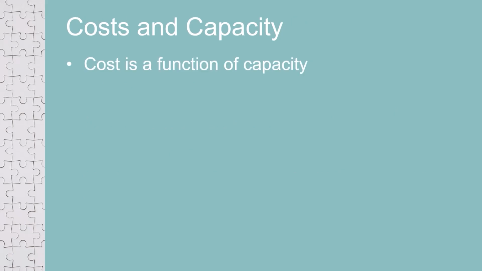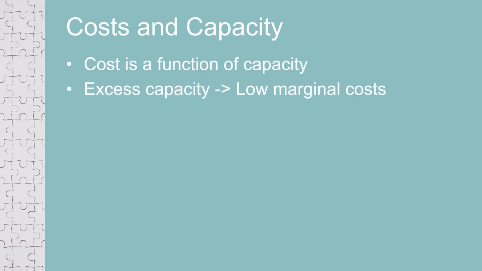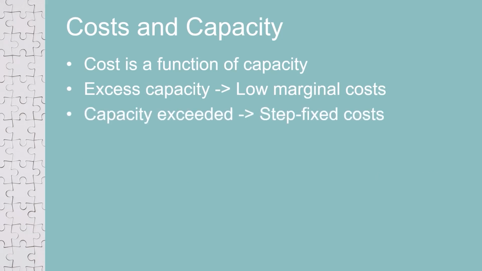Cost is a function of capacity. If there is excess capacity, then marginal costs are very low to zero. If capacity is exceeded, then a step fixed cost will need to be incurred. Overhead costs are primarily step fixed costs, for example, hiring a new employee. ABC does an excellent job mapping the activities and the time, in other words, capacity utilization, of these activities done by indirect and overhead departments.